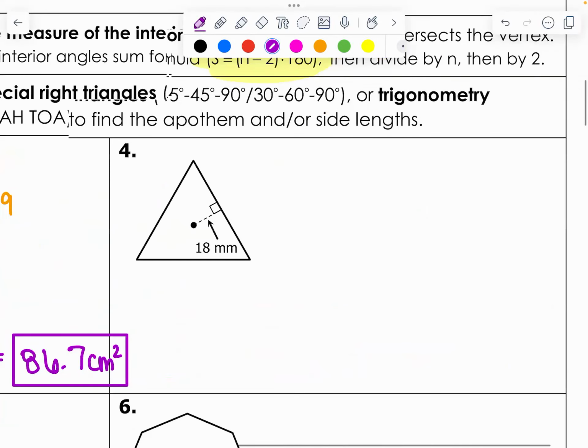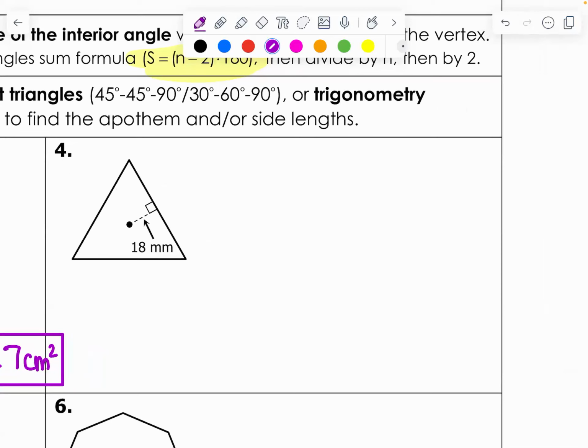All right, let's try number 4. Now, we know what all the angles of this triangle are, right? We know that these are all 60, okay? And we know that the apothem is 18. What we don't know is the side length. So what will we need to do? Well, let's first draw the radius.